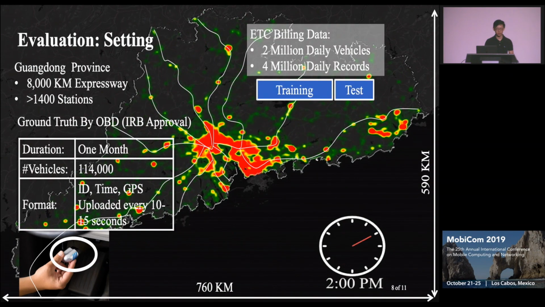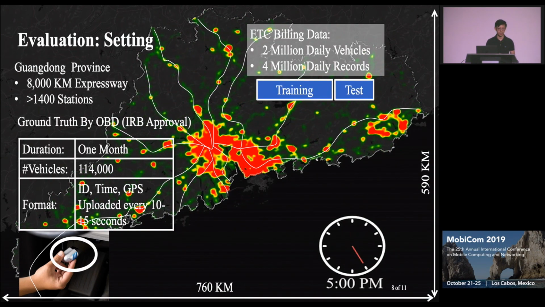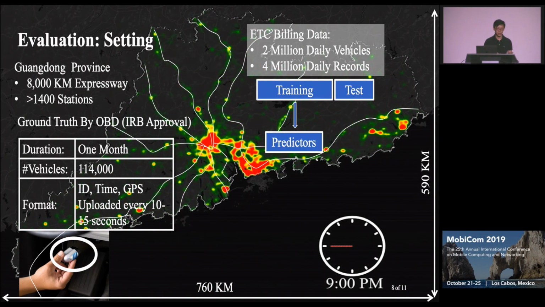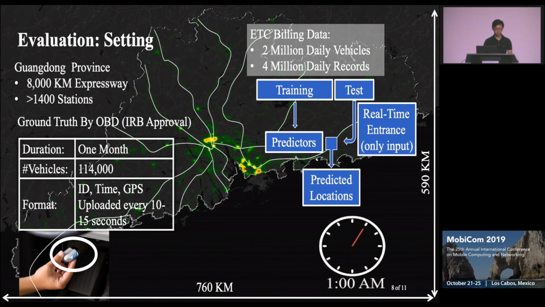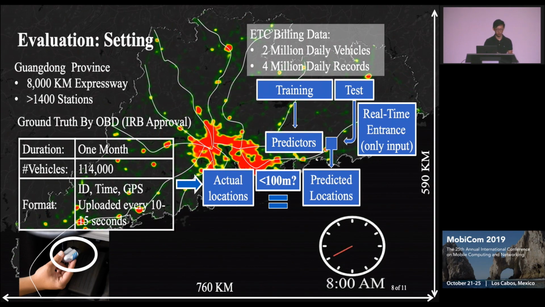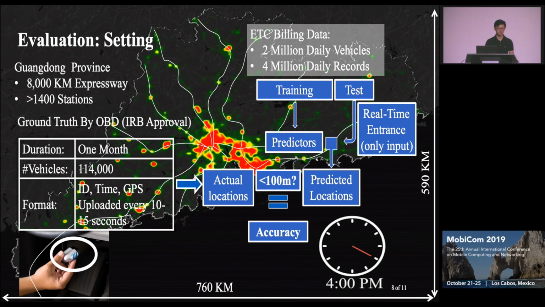In the real-time implementation, we split our ETC data into two parts, the training part and the testing part. In the training part, we train our 3 different predictors. In the testing part, given any real-time entry of a vehicle, we want to predict its real-time location. Then we compare our prediction with the ground truth to know if the prediction falls within 100 meters of the actual location. This also gives us the definition of the accuracy. The reason I'm choosing 100 meters is because the uploading frequency is around 10 seconds, and the GPS error may be around 10 meters. So now let's see some results.